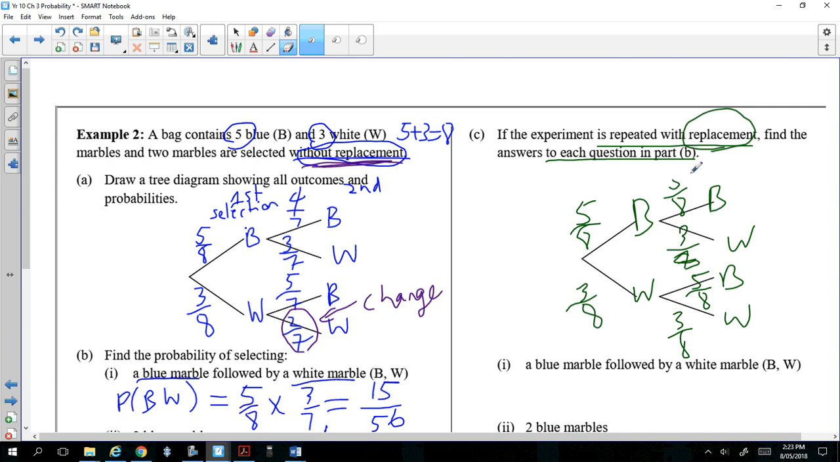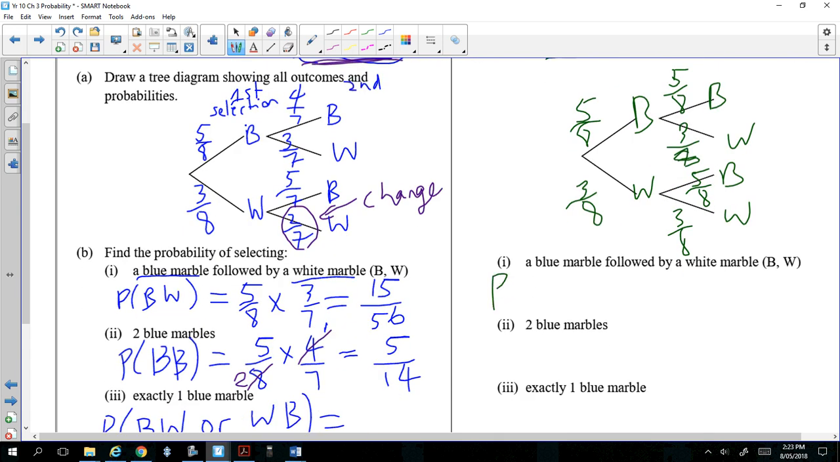Once you fill this out, we can now find the probability of BW. The probability of BW is 5 out of 8 times 3 out of 8. You will get 15 out of 64. So you get a slightly different answer.